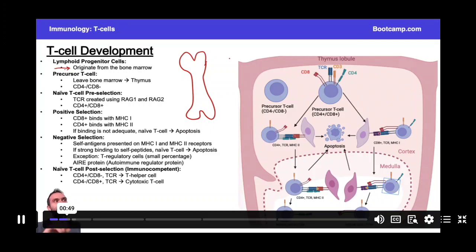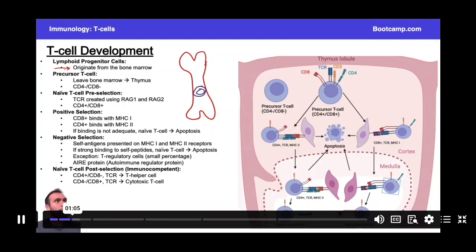But the T cells are a little bit different. They'll also originate in the bone marrow because they all come from the lymphoid progenitor cells, right, which are going to be found in the bone marrow. However, the T cells are a little bit different in that they'll develop in an outside lymphoid organ, and that is going to be the thymus.